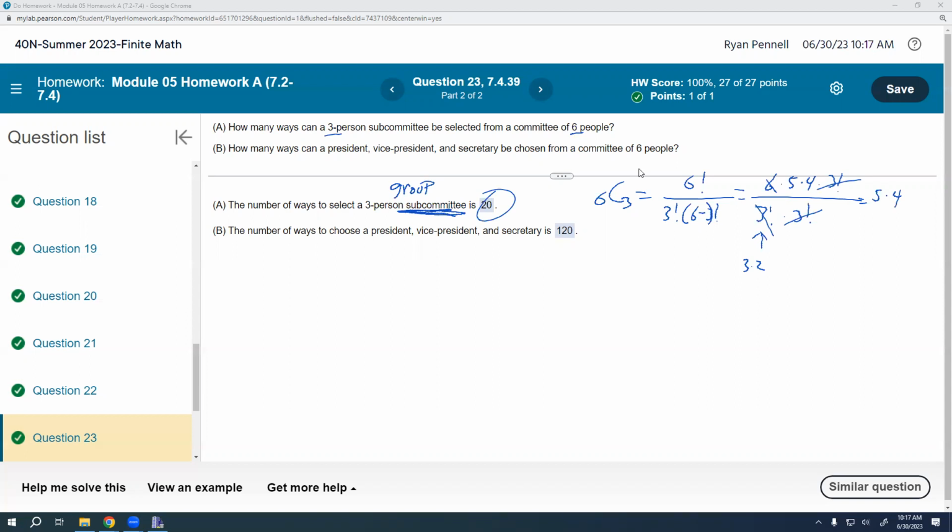Part B says, number of ways we can choose a president, vice president, and secretary. That sounds like order matters to me. President, vice president, secretary. Right? So that's 6 choices, 5 choices, 4 choices. A little bit different. Okay, so that's 20 times 6. Well, that's 2 times 6, which is 12, 120. You could also write this as 6 permutation 3. Those are equivalent statements, but I think it'd be 120 different ways that can happen.